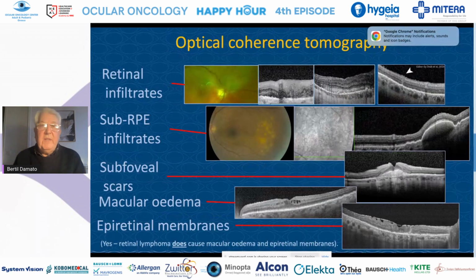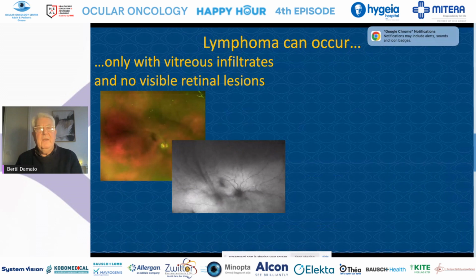OCT shows the retinal infiltrates, and sometimes Jean-Paul has described these vertical lesions, opacities, as a sign of lymphoma, which can precede other features. And then OCT shows the sub-RPE deposits. And then you can get subfoveal scars, macular edema, and I've also seen epiretinal membranes in some of these patients.